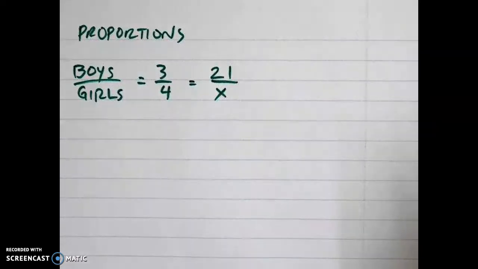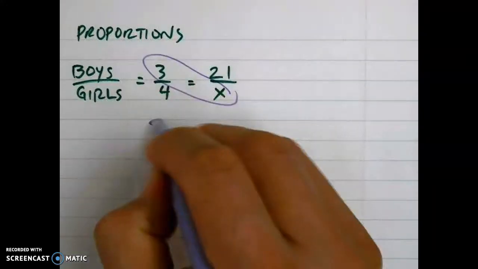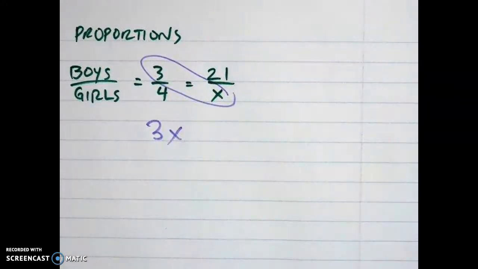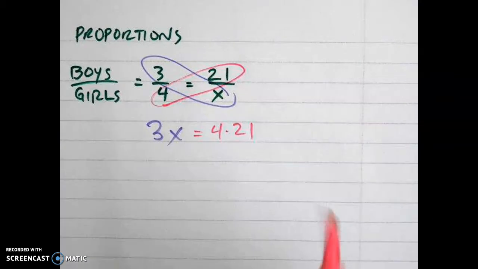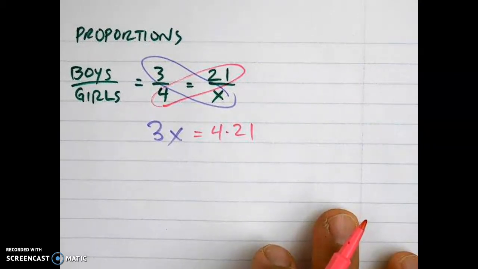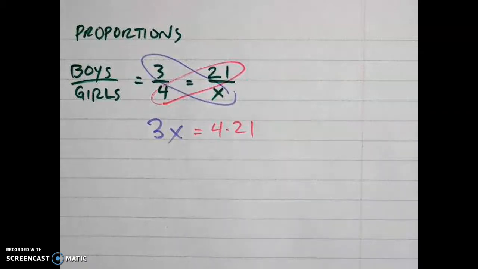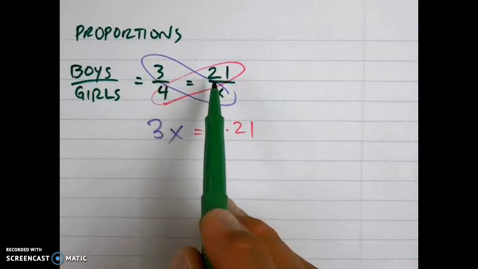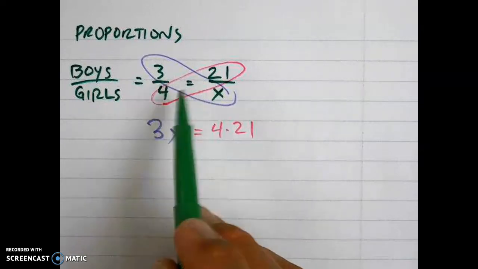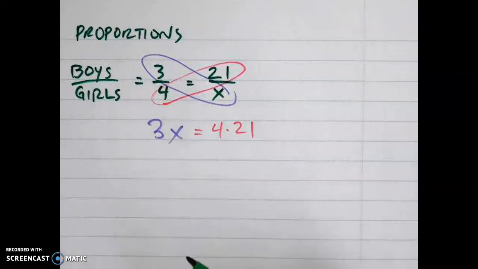Okay. Now, there are a couple of different ways to solve this. One way is to cross multiply. So we have 3x equals 4 times 21. So that's one way to do it. Another way to do it is, if the fractions are pretty easy like this, how does a 3 get to a 21? You multiply by 7, so you multiply this by 7, 28 will be your answer. Okay, so that's another way to do proportions.